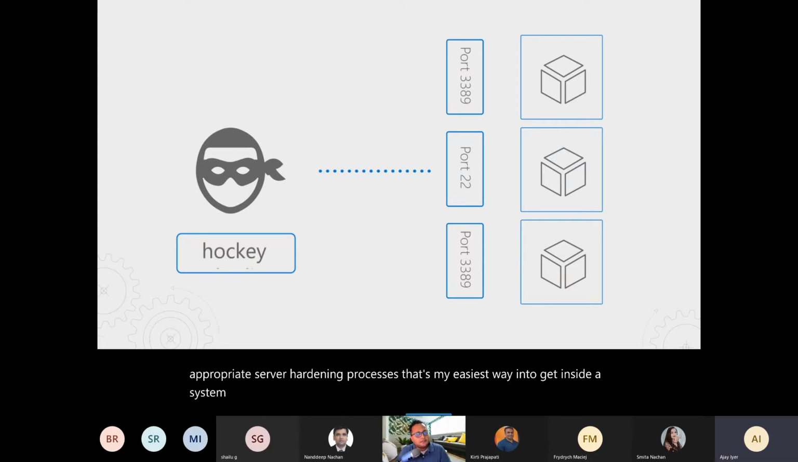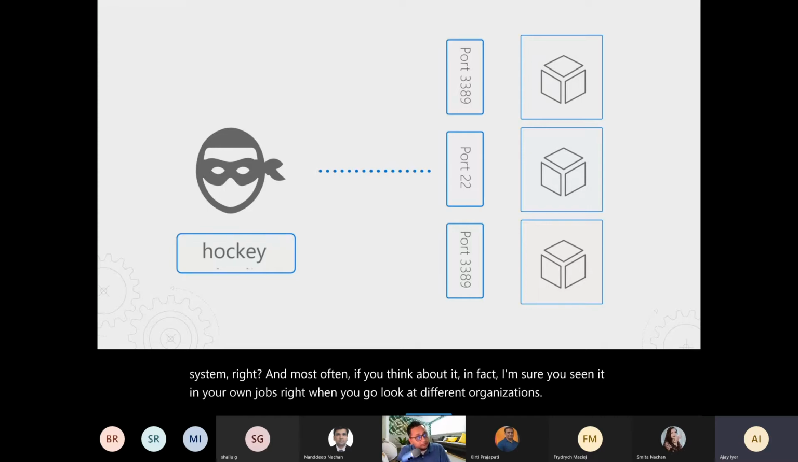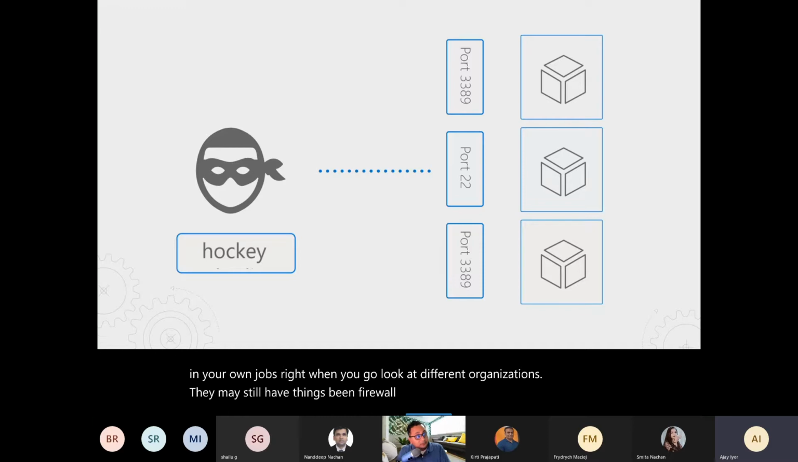And most often, I'm sure you've seen it in your own jobs, when you go look at different organizations, they may still have things behind a firewall, but the RDP ports are still set to 3389. SQL ports are still set to 1433, as an example, right? Because they're default ports, someone can make an educated guess that I can start from here. And so if you don't change those ports, there's my intake into your system, right?